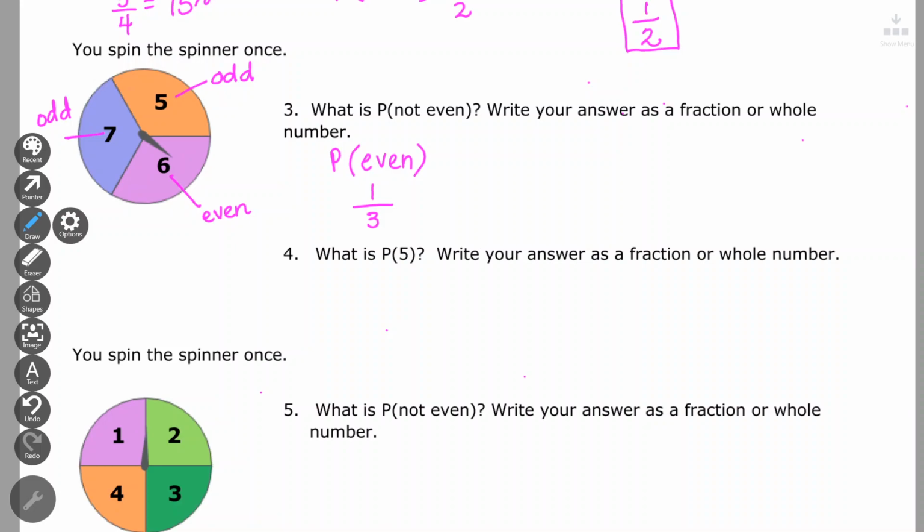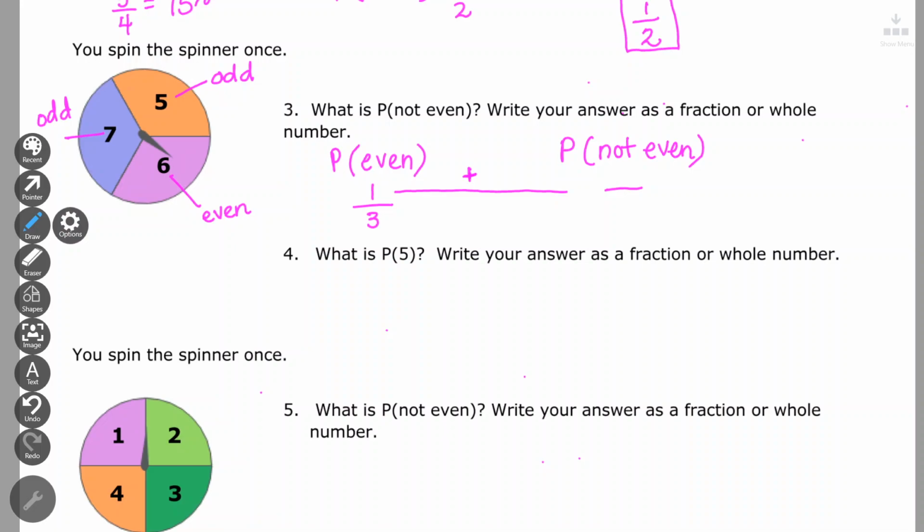So 1 out of 3 are even. Now we can move to what is the probability that it's not even, all right? So let me show you about this. This number in the numerator spot, if you take that number and you add it to the number over here in the numerator spot, it should give you your denominator.